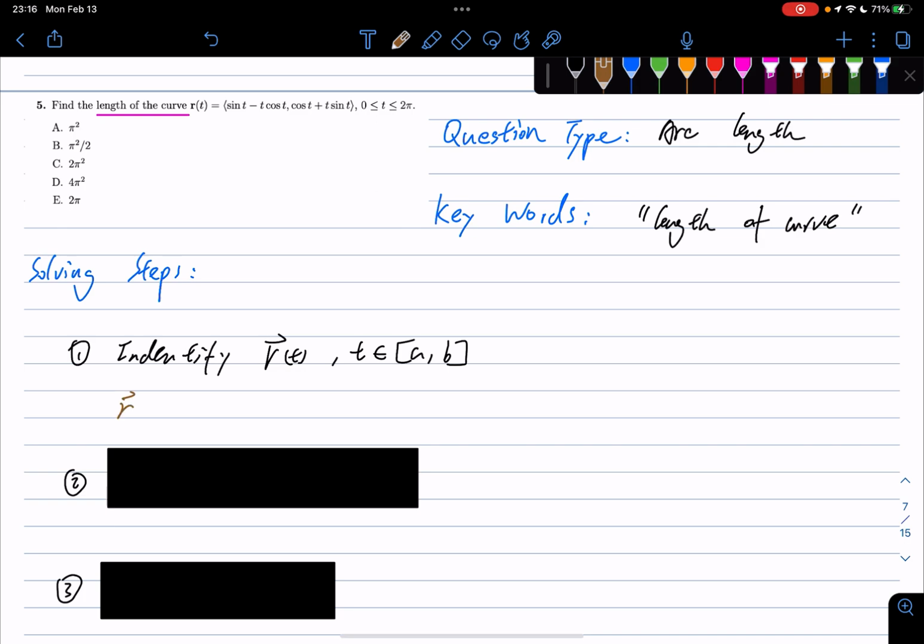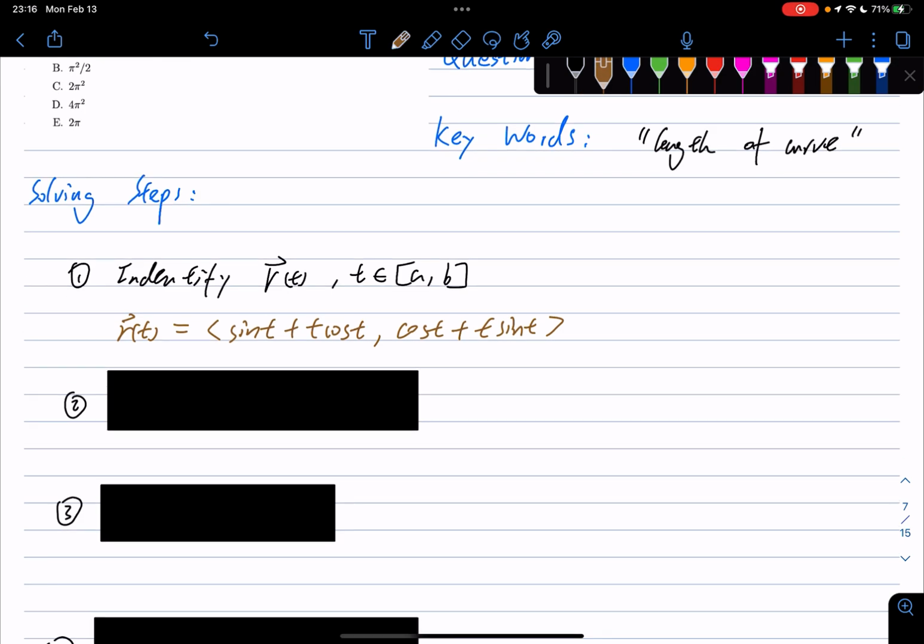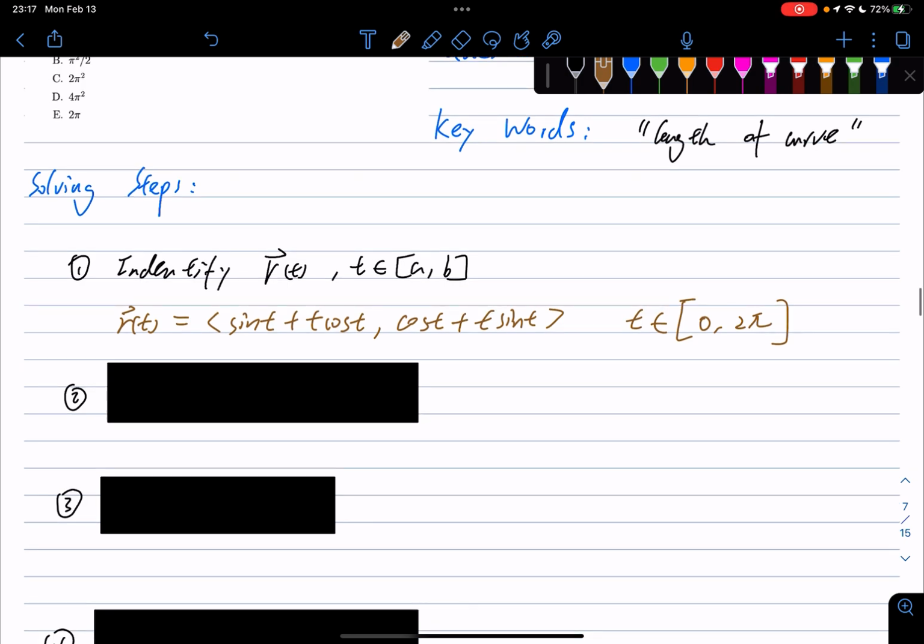So r(t) is going to be ⟨sin t plus t cos t, cos t plus t sin t⟩. What a nasty equation. But here's the rule of thumb in Calc 3 exams. Whenever you see nasty things, as long as you're doing your math right and using the correct approach, questions should get a lot simpler, not harder. If you run into some mumbo jumbo that you don't see the end of after solving for quite a while, chances are you're solving it wrong. That's a sanity check for you in the middle of an exam.